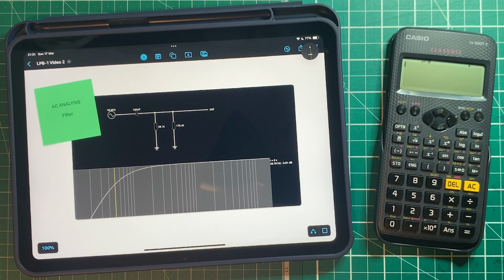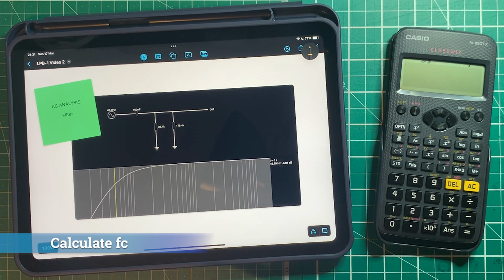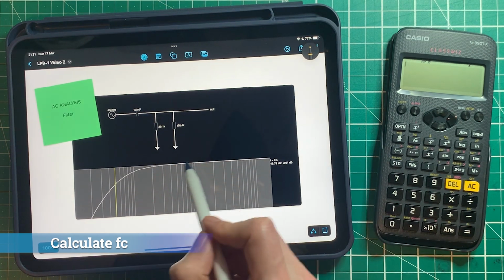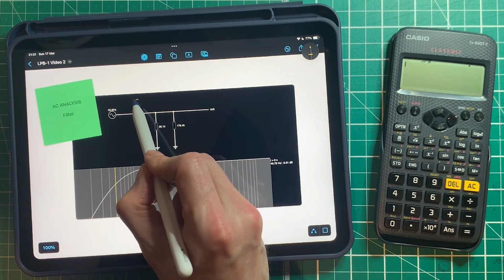So our final bit of AC analysis is the filter. Now, what I've done here basically is I've put it into Falstad to see what it came out with.